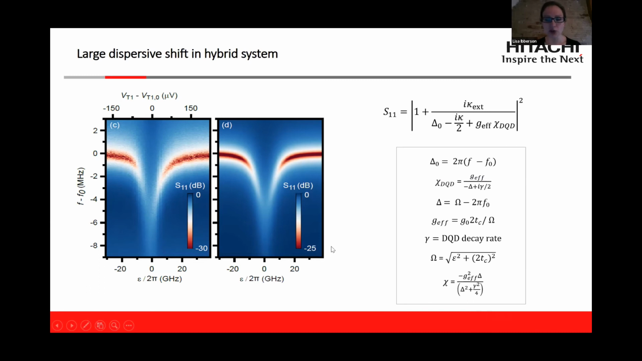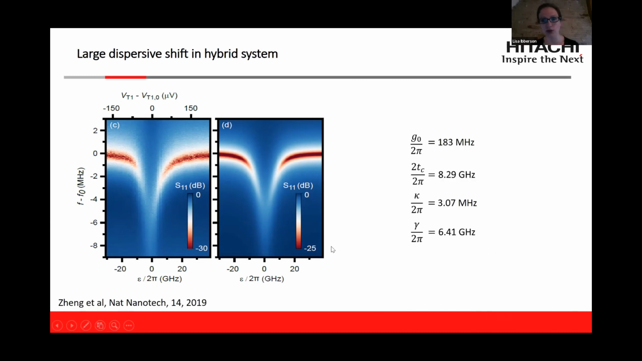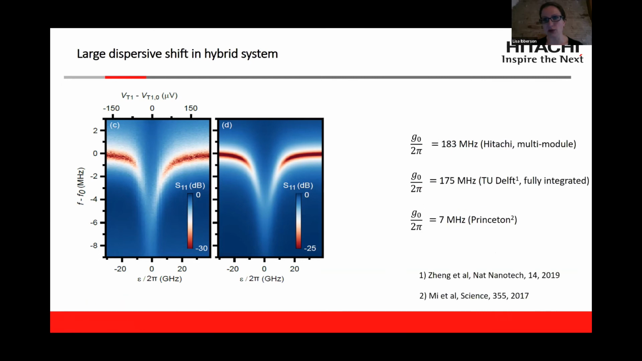This expression and the simulations allow us to extract some important parameters about our system. For example, a value for the coupling strength, which we obtain as 183 megahertz. And we can compare this coupling strength in our hybrid system with that obtained in Delft's fully integrated system. And they obtained a coupling strength of about 175 megahertz. And I think for me, it's particularly interesting that we can obtain a similar coupling strength in this hybrid system as is obtained in the fully integrated setup.